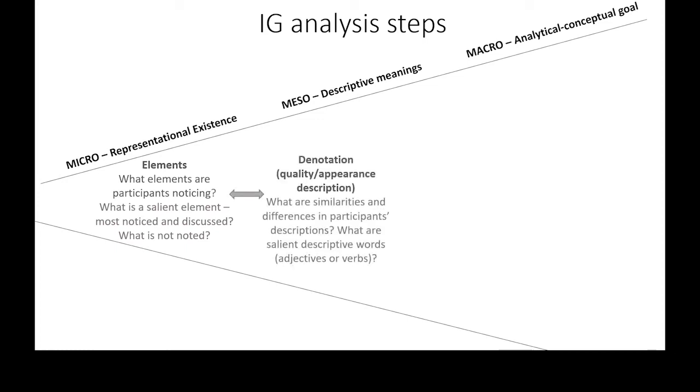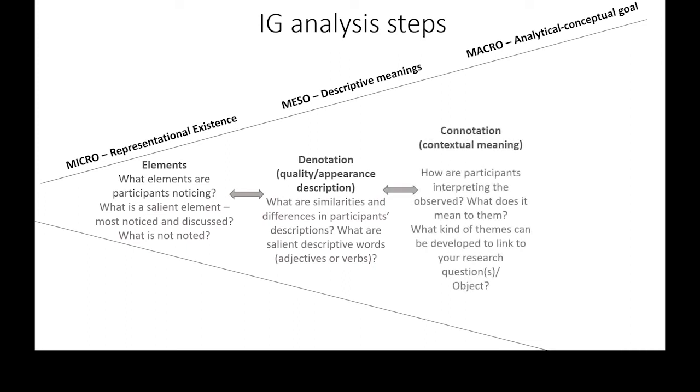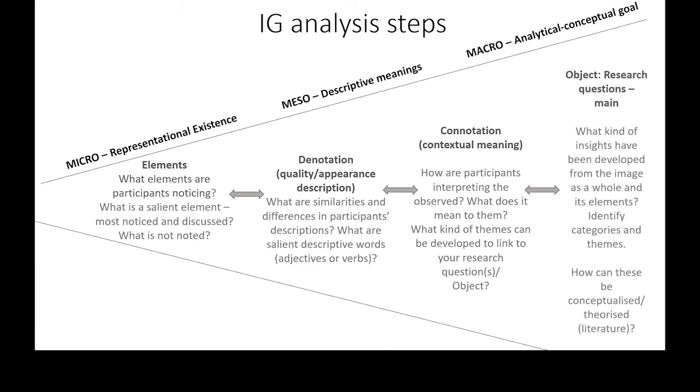And then what are similarities and differences in their descriptions? What are salient descriptive words that they use, adjectives or verbs? And that would lead to how they're interpreting the observed. So what does it mean to them? What kind of meanings and themes can be developed to link to your research questions, which is kind of your research object here. And finally, you're conceptualizing and theorizing this.